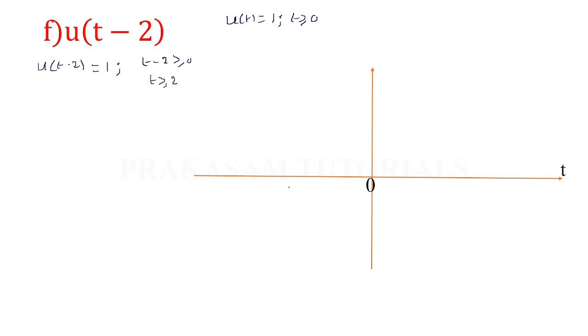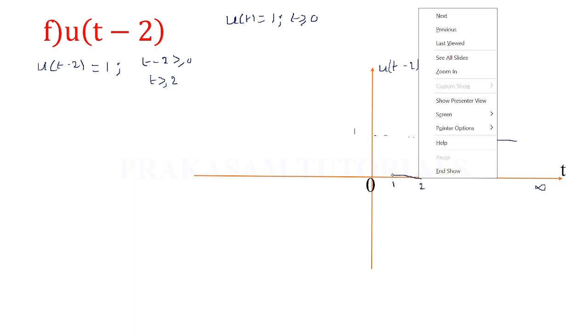So now the t value is a positive value, and this is the positive time axis, t is equal to 1, t is equal to 2, t is equal to 3, like that up to t is equal to plus infinity. T greater than or equal to 2 means 2 to infinity. The step signal value is 1. And this is the graphical representation of u of t minus 2. U of t minus 2 is equal to 1 for t greater than or equal to 2. 2 to infinity, the step value is 1. And for t less than 2, it is 0.